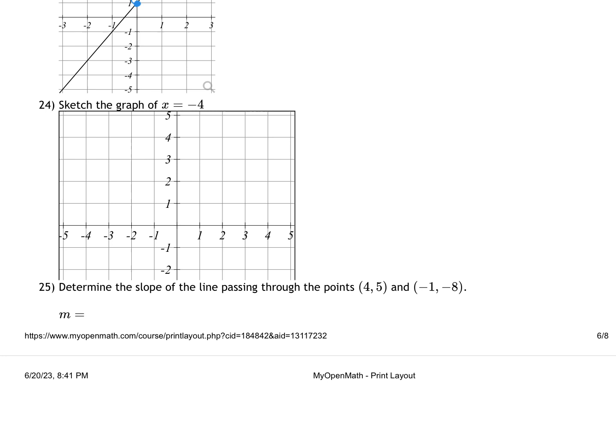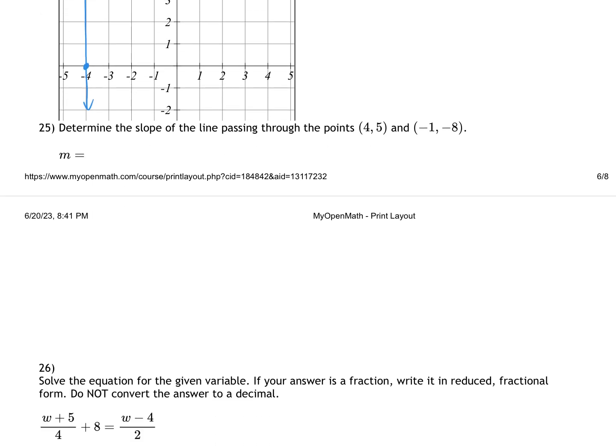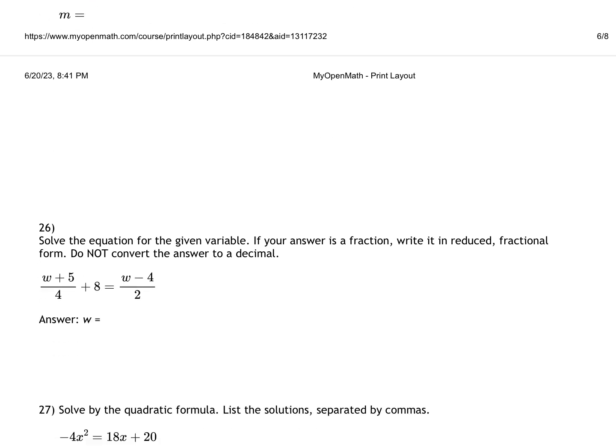Number 24 is similar to one we did above, just with x instead. So we go to the x-axis. It's a vertical line, so that would be the line. Finding the slope, I'm going to skip that one.